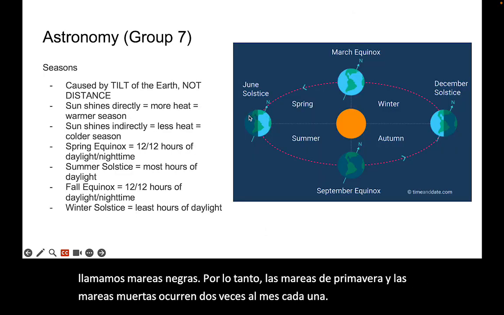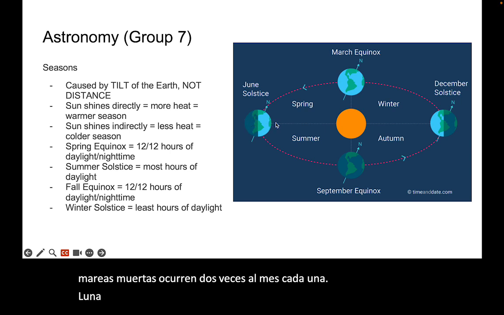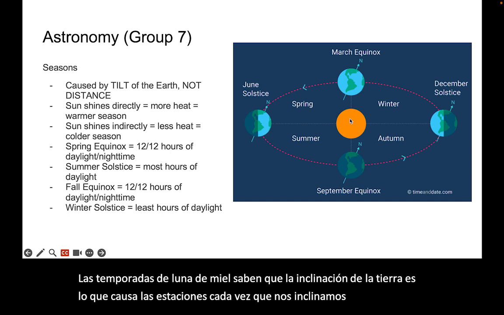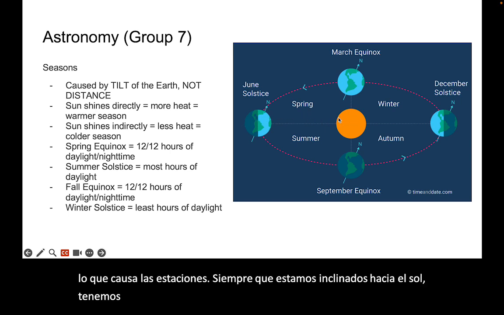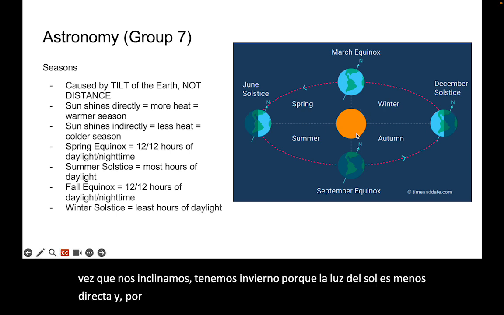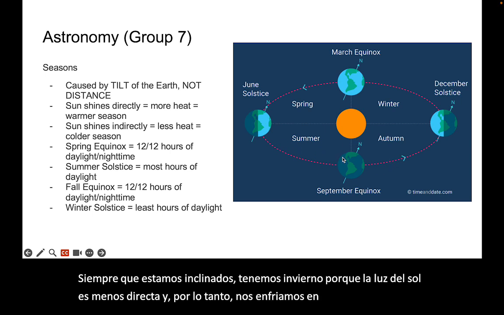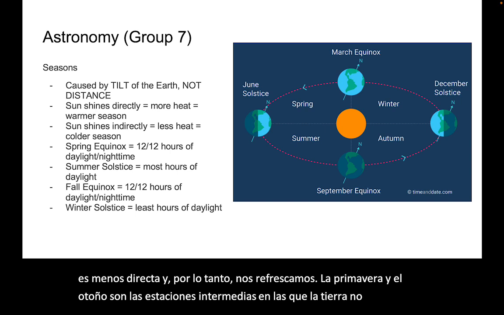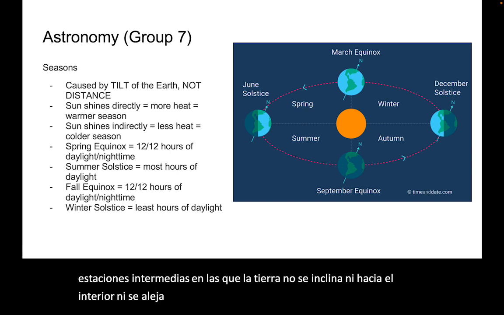And with seasons, know that the tilt of the earth is what causes seasons. Whenever we are tilted towards the sun, we have summer because that sunlight is going to be much more direct. Whenever we are tilted away, we have winter because the sunlight is less direct and therefore we cool down. Spring and fall are your in-between seasons when the earth is tilted neither towards nor away from the sun, so it's kind of in the middle.